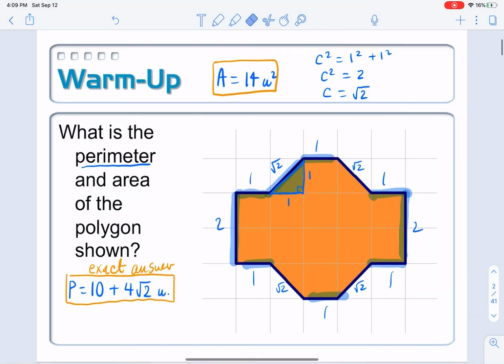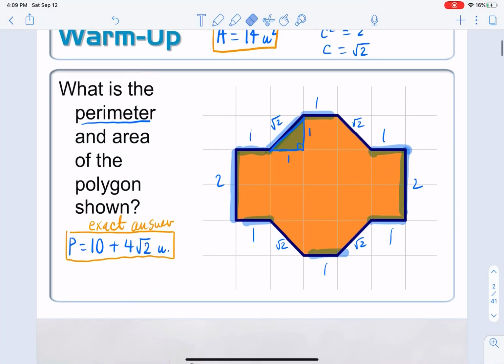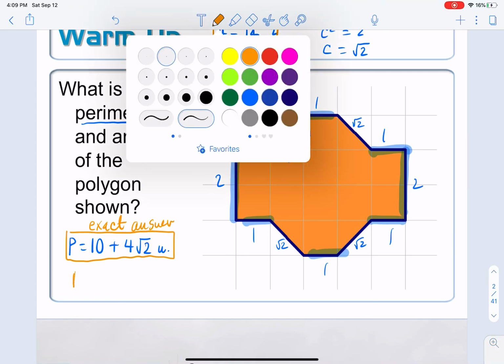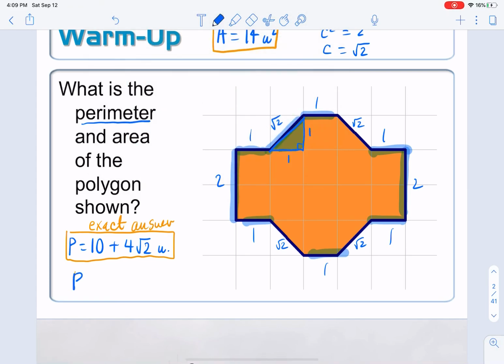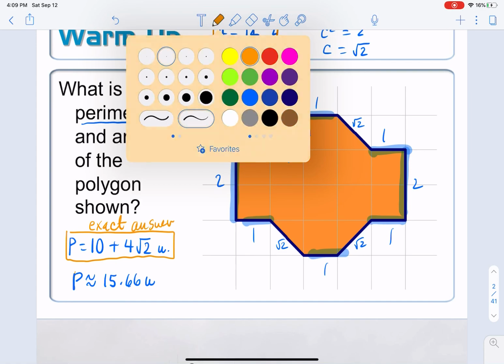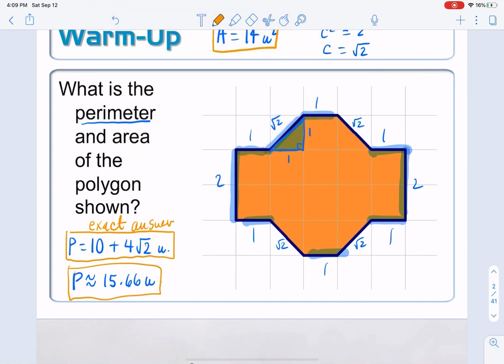Let's write that one down also. So I will say that the perimeter, where is my blue crayon? Perimeter is approximately equal, with 2 squiggly marks, 15.66, I think, when we chose 2 decimal places. And again, this one is the approximate answer.